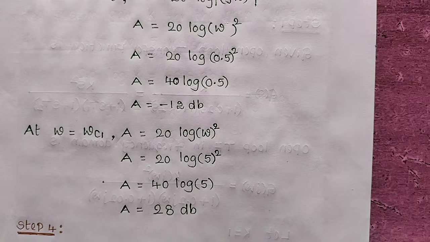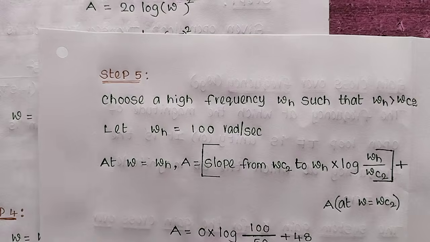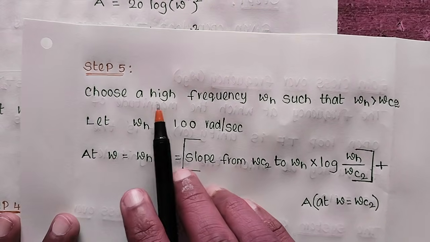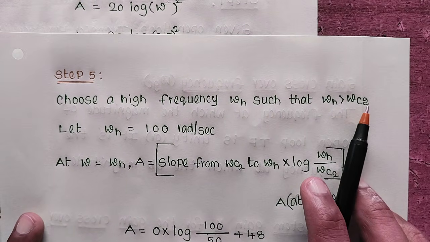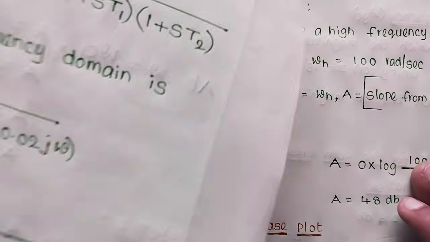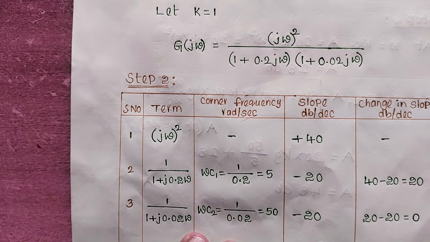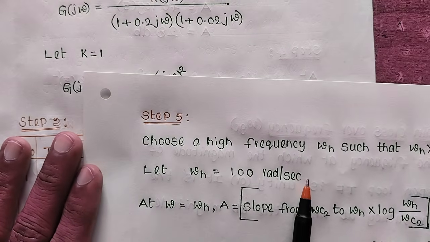Next, step 5. So we completed all the terms. Now we have to take one more arbitrary frequency whose value is more than omega c2. So choose a high frequency omega h such that omega h is greater than omega c2. From the tabular column, omega c2 is 50, so omega h must be greater than 50. Here I am taking that value as 100, so omega h equals 100 radians per second.